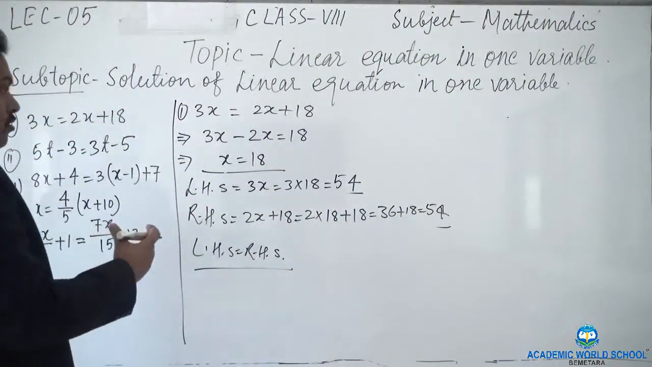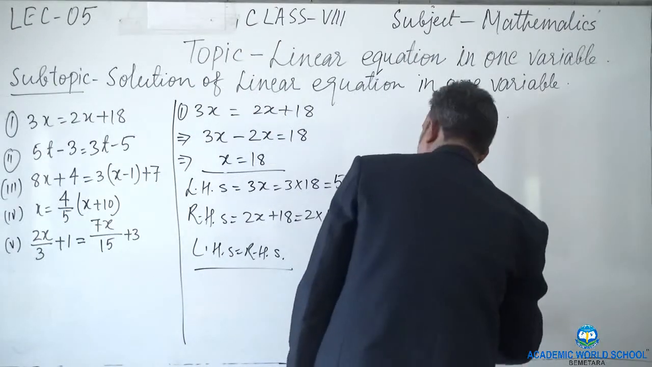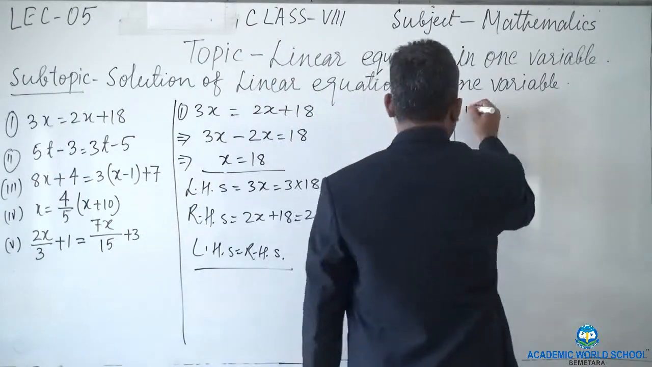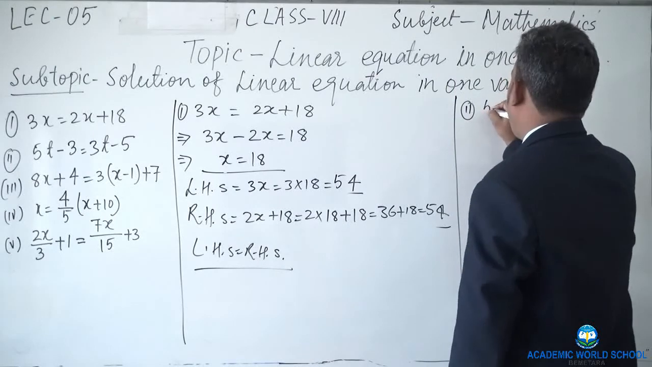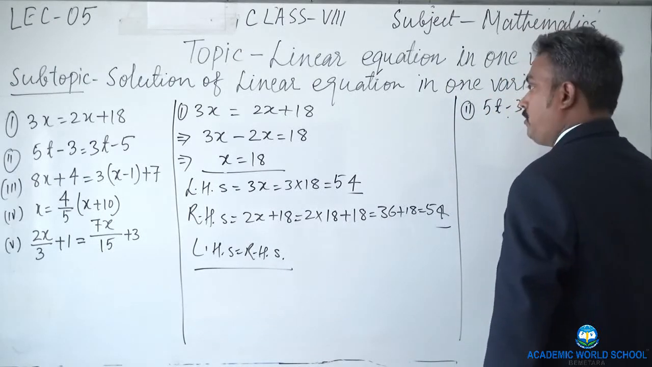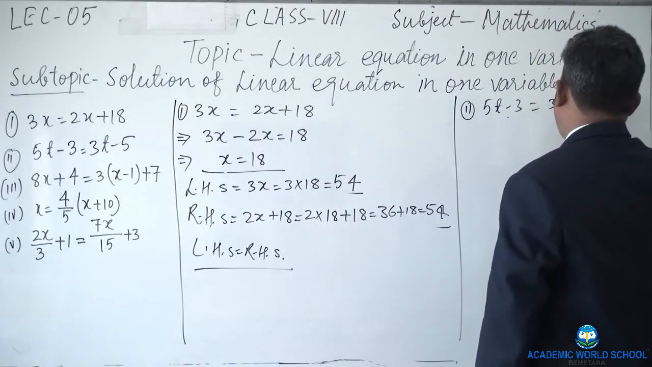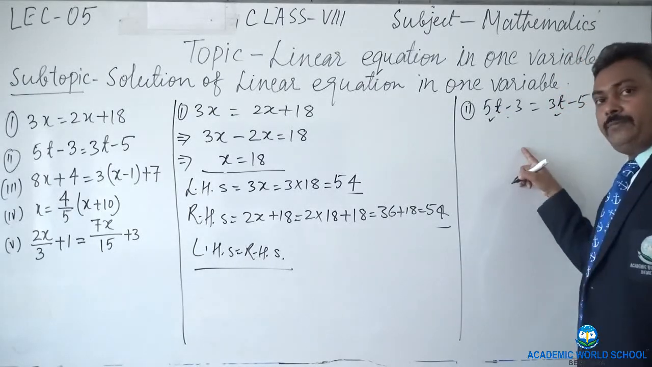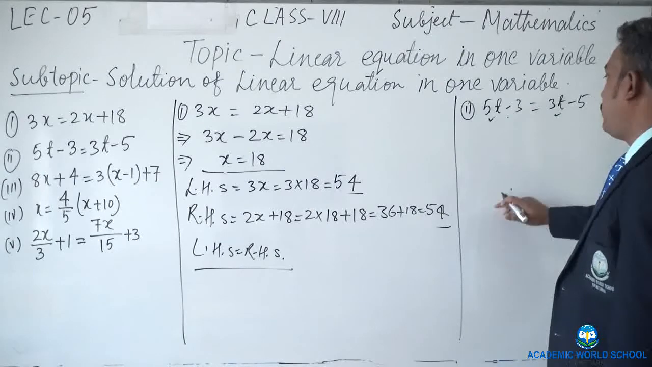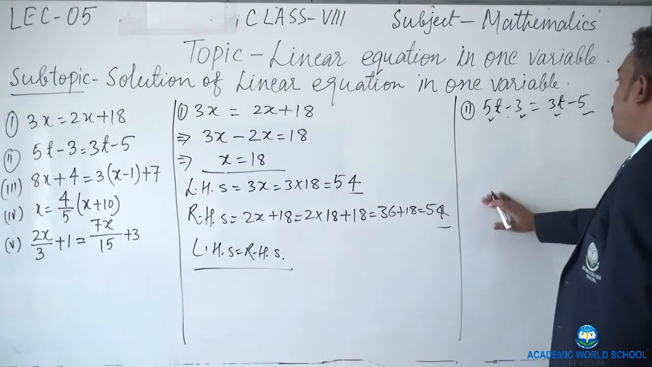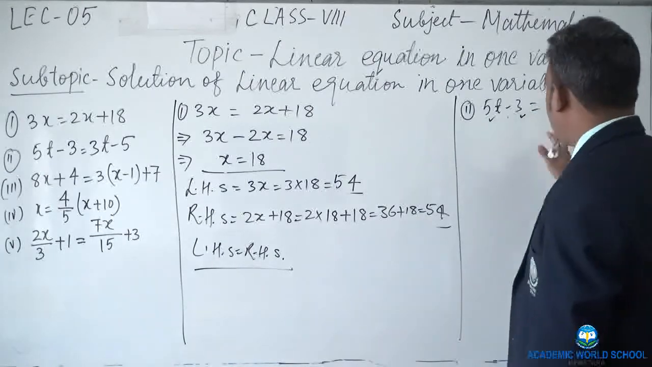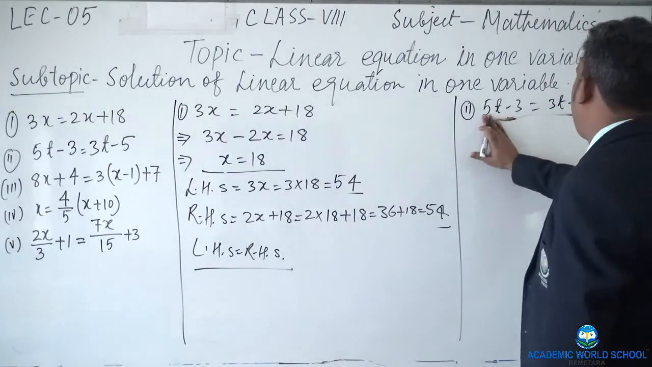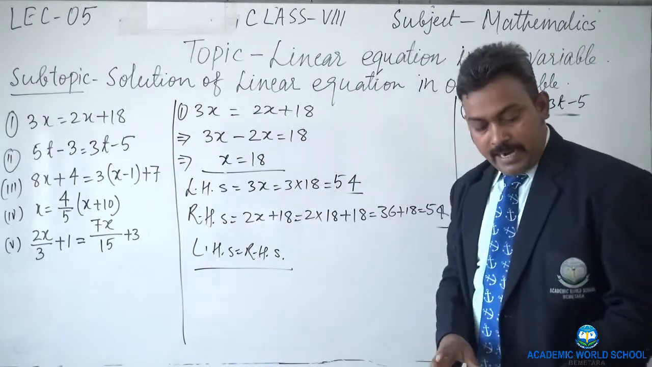Okay. So now we'll see the next example. Second example, let's see. 5t minus 3 equal to 3t minus 5. Now see that 5t and 3t are the same type, so we'll keep them on the left side, and 3 and 5 are the same type, so we will keep them on the right side.